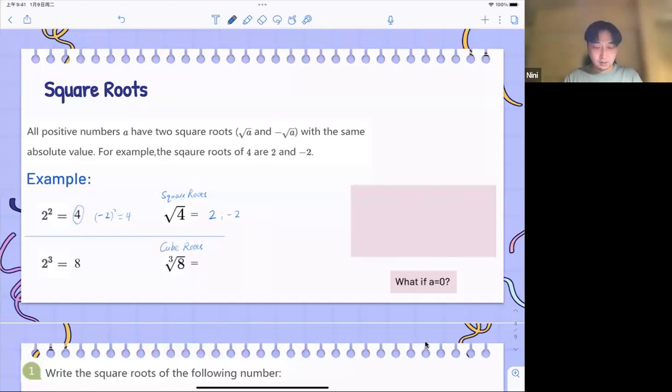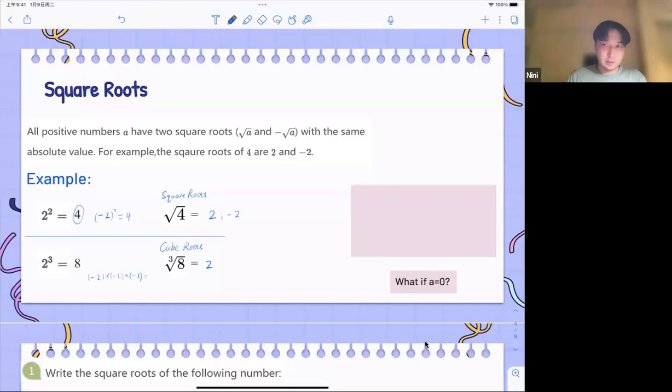Now let's take a look at the cube roots. 2 to the power of 3 is 8, as we mentioned yesterday. So the cube root of 8 should be, of course, 2. Then why is there no minus 2 for the answer of this one? That is because if you put a minus 2 here and raise it to the power of 3, that means you multiply it 3 times, right?